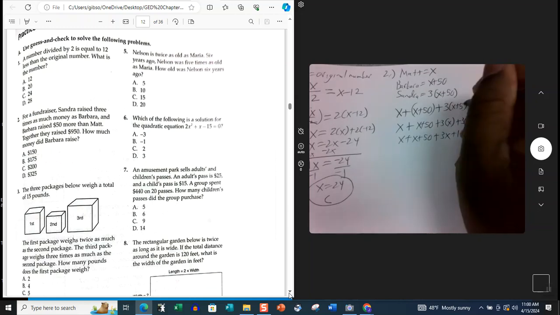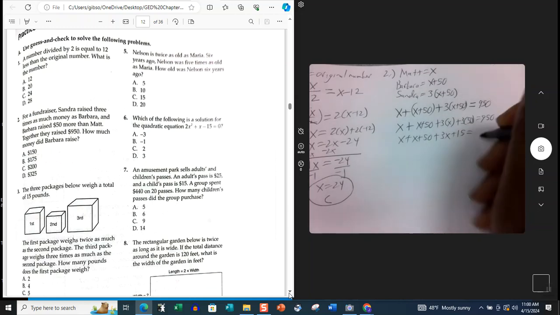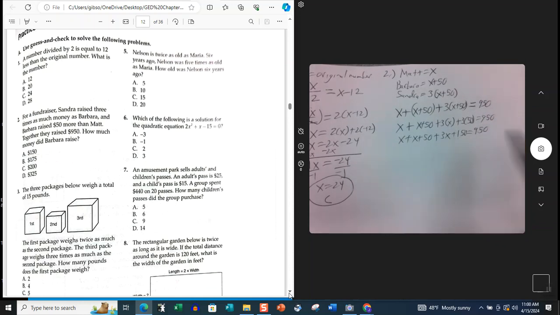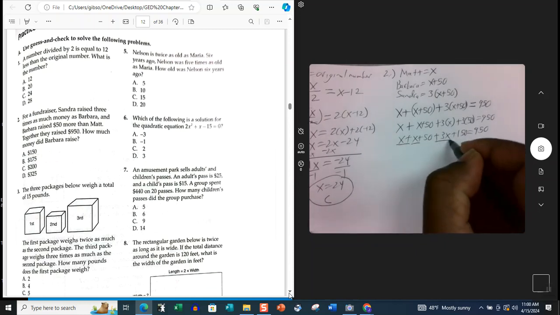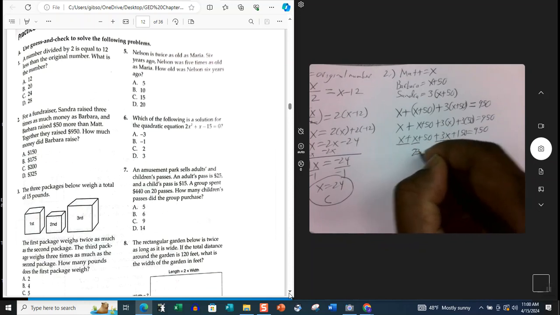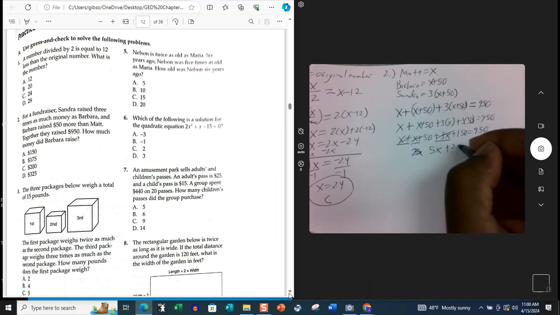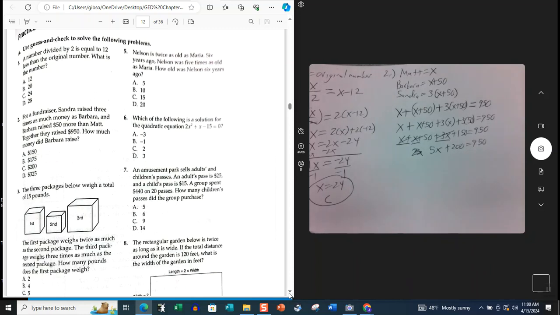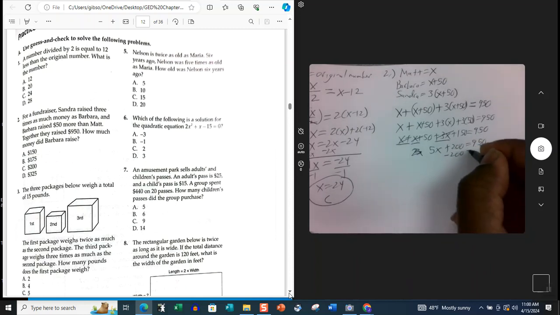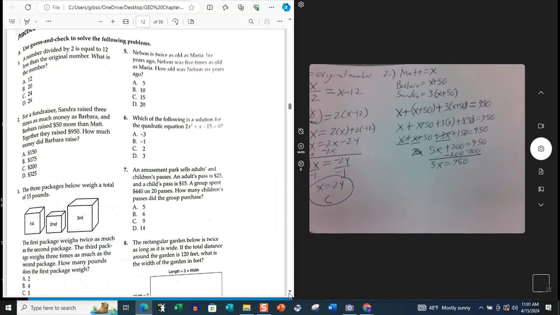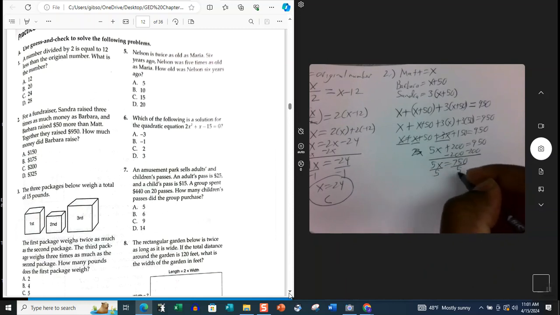Oh, I'm sorry, plus 50. I don't know why I put plus 5. So that'd be 3 times 50, which is 150. Now, we combine like terms. We have x, x, and 3x, which will give us 5x. And 50 plus 150 is 200, equals 950. So we'll subtract 200 on both sides. So we have 5x equals 750. We'll divide each side by 5, and x will give us 150.